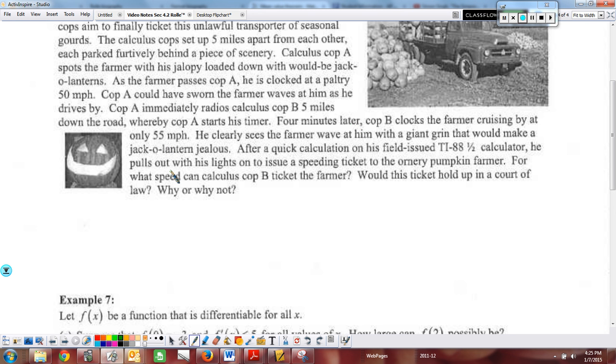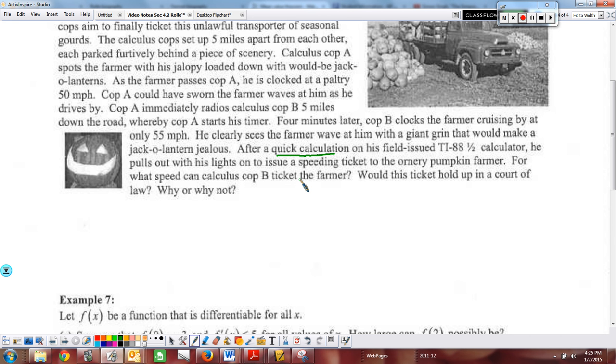So at the beginning of the interval, his speed was 50. At the end of the interval, his speed was 55. But what they want to do is prove that he was speeding on the interval. And the calculus cops do a quick calculation, and don't you love our TI 88.5 calculator, and he's going to issue the speeding ticket. And for what speed? We're going to first say, why did this happen? Is this going to hold up? And what speed would he be ticketing the farmer?